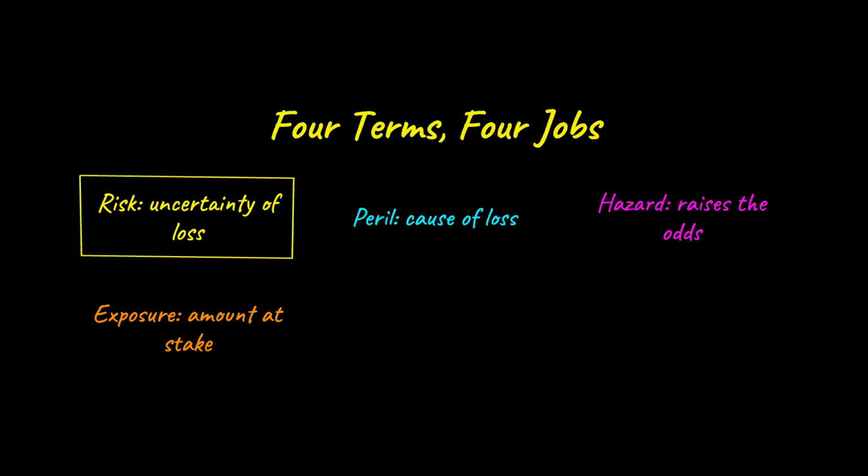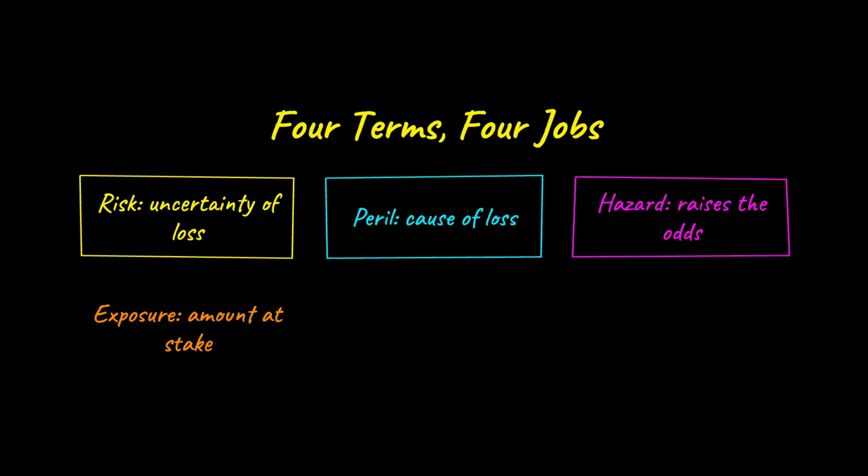Three neighbors get folded into risk by mistake. Peril is the actual cause of loss, like fire or theft. Hazard is a condition that makes a peril more likely or severe, like a slick floor.